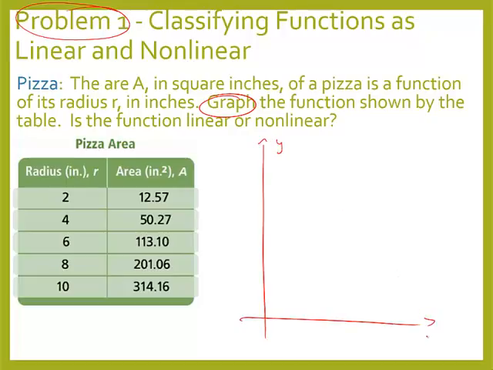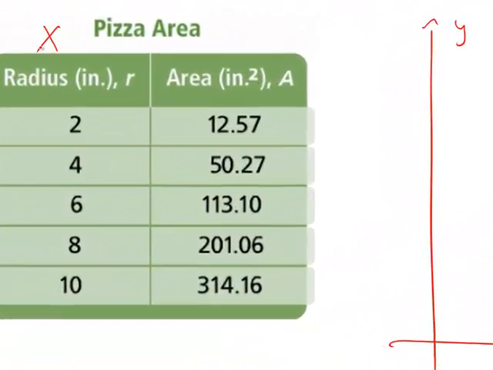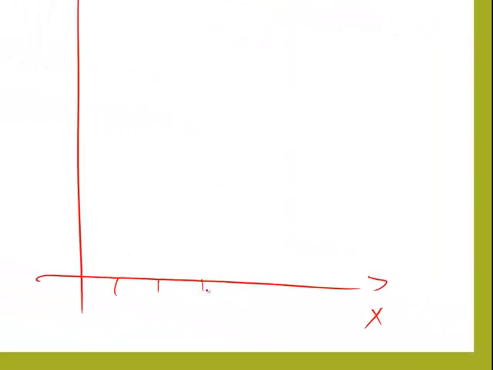We have our y-axis and our x-axis. For the x-axis, we're usually going to use the left side of the table, and for the y-axis, it'll usually be the right side of the table. So our x values are going to be 2, 4, 6, 8, and 10. Let's go ahead and mark those.